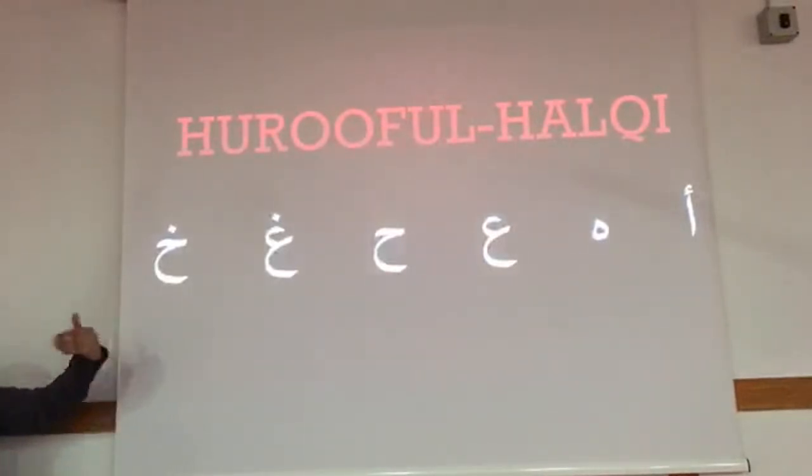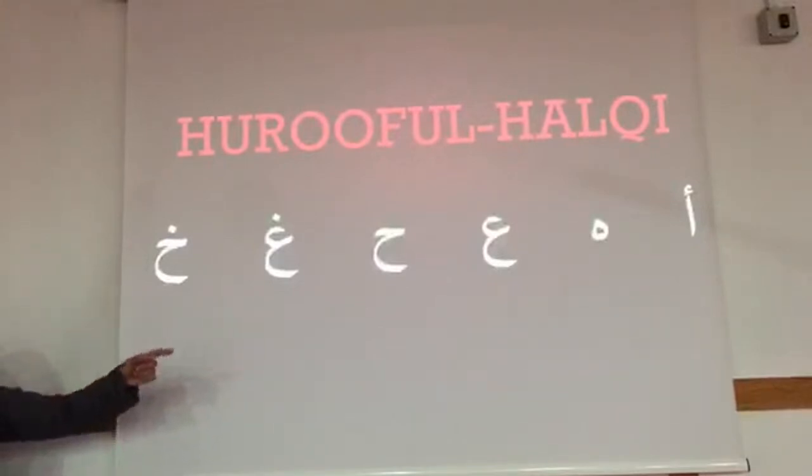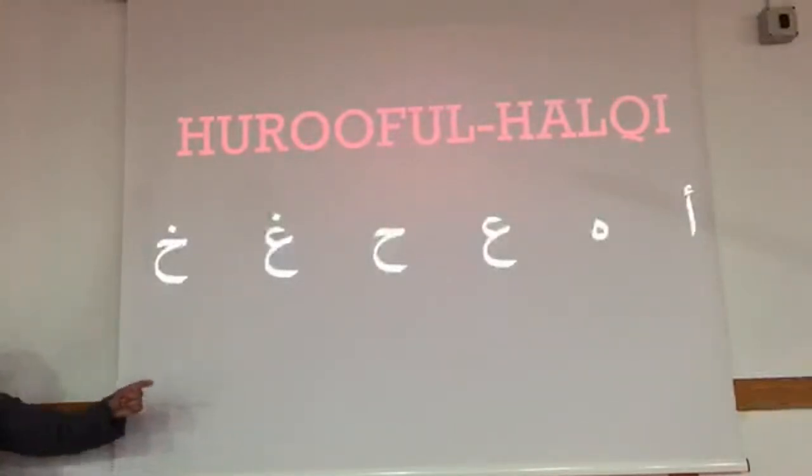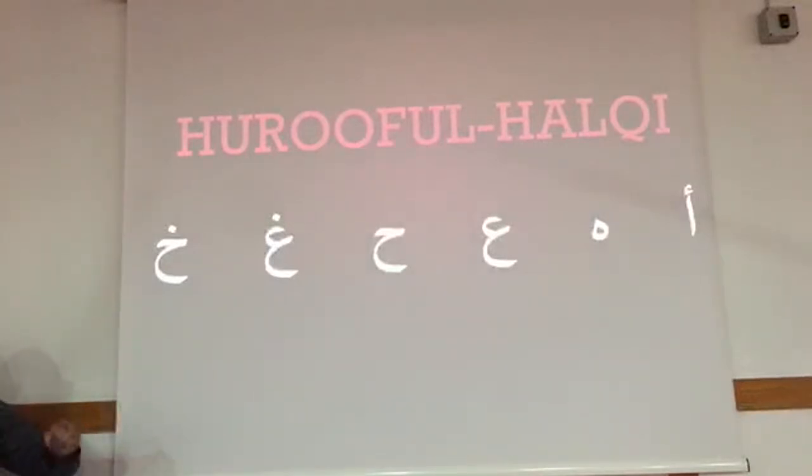I'll just say them right now for everyone to listen. So you have Hamza, Ha, Ain, Ha, Ghain, Kha. Now the first 4 are smiley: Hamza, Ha, Ain, Ha. The last 2 are heavy: Ghain, Kha. All 6 of these are the letters of the throat, huruful halaqi. Now where do they come from? Inshallah, we're going to look at this in detail on this last slide today.